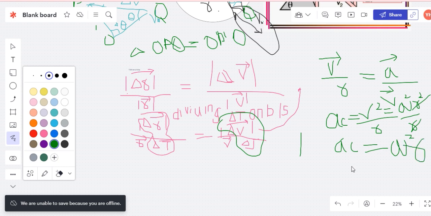So if you want to know the overall acceleration, you can easily find it by taking the magnitude of a vector, which is equal to the square root of the centripetal acceleration squared plus the tangential acceleration squared. This is the overall way of finding out the acceleration.